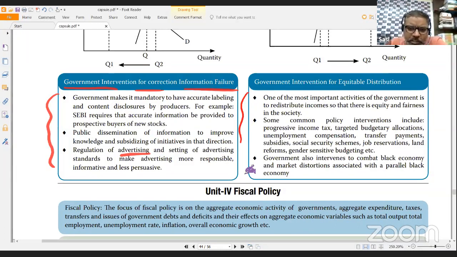Like that, government will also intervene for equitable distribution. The wealth and income inequalities are very dangerous for any society. As the inequalities increase, social unrest also increases. So government has to take some measures so that equitable distribution happens. One of the classic ways of doing it is progressive income tax, taxing the rich higher, and targeted budget reallocations to the poor segment. Like we see in any budget, agriculture sector, health sector, education sector, targeted budget reallocations they will do. Unemployment compensations they will give, transfer payments, subsidies, social security schemes like Atal Pension Yojana and all that, reservations, land reforms, so many things government does for equitable distribution.